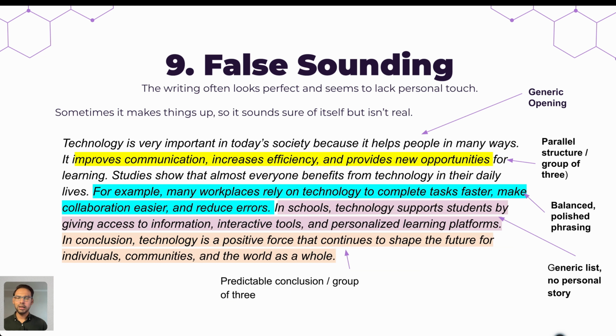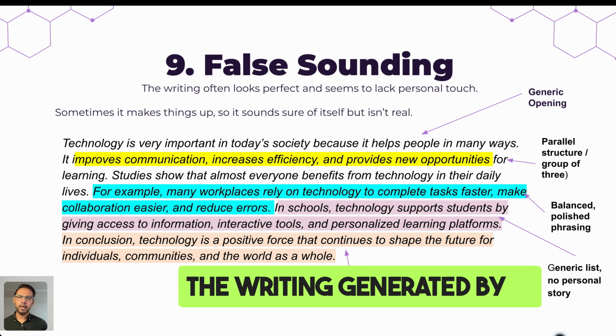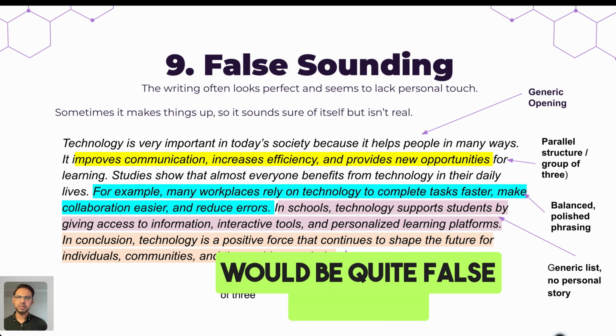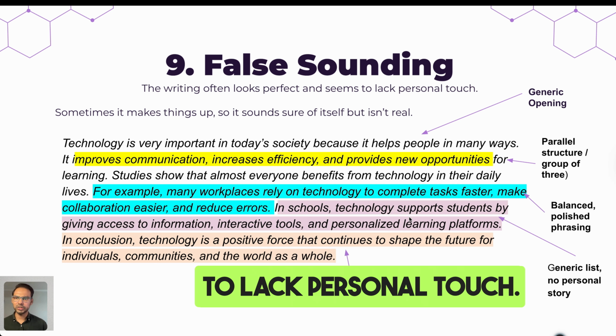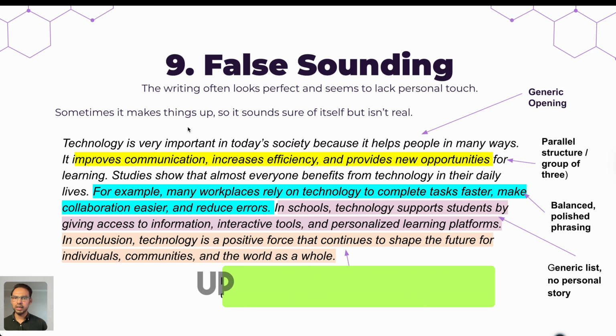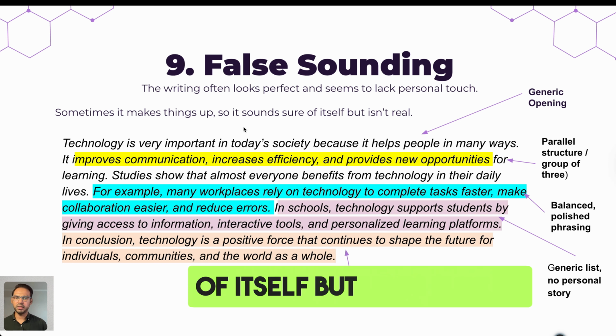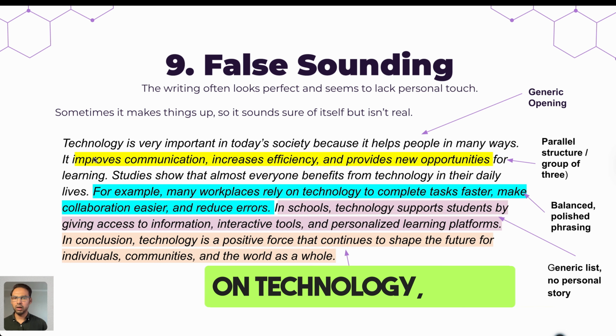Number 8, the writing generated by AI would be quite false sounding. The writing often looks perfect but seems to lack a personal touch. Sometimes it makes things up or sounds sure of itself, but it's not real. For example, a paragraph on technology, right?